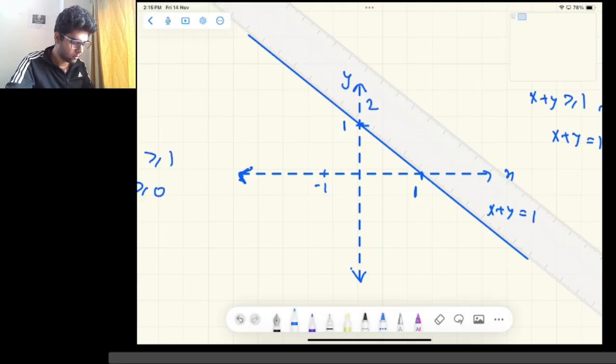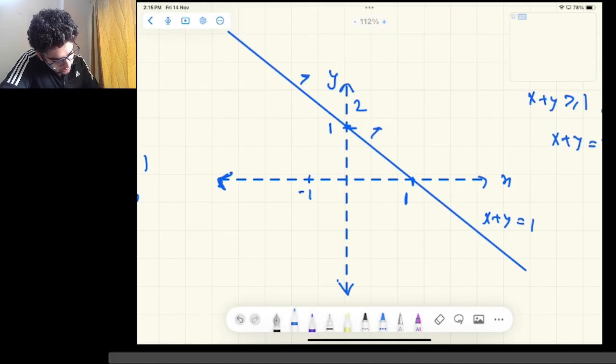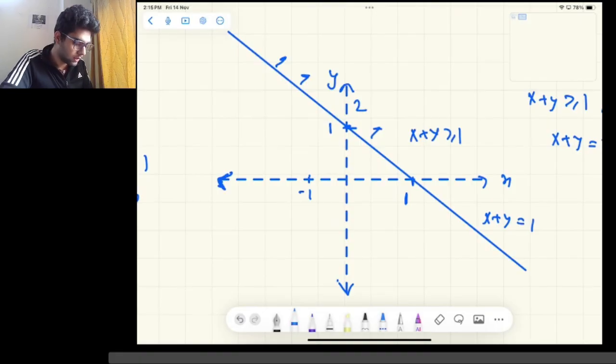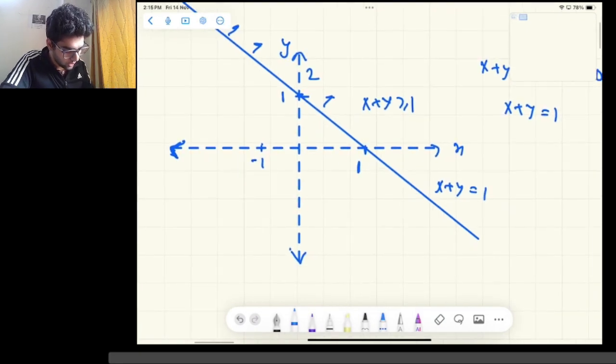Right, now you can see, this line is x plus y equal to 1. All points above this line are all those points where x plus y is greater than or equal to 1. And obviously, because this line is lying between the first and second quadrant, y will already be greater than 1. So we'll ignore this part of this line.